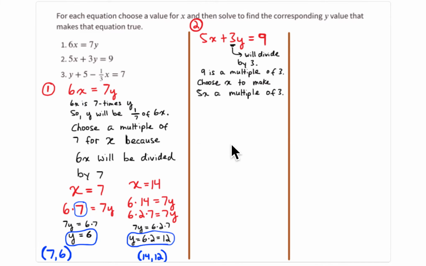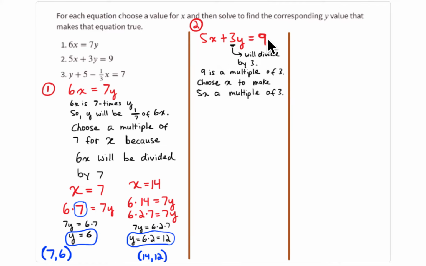All right, so let's try the next one: 5x plus 3y equals 9. All I'm doing is trying to look at it and figure out what would be a good choice for x, given that I'm going to have to divide by 3 at some point. Because I have 3y, I'm going to have to divide by 3, or multiply by 1/3, they're the same thing, to figure out what 1y equals. So I'm going to choose a multiple of 3.